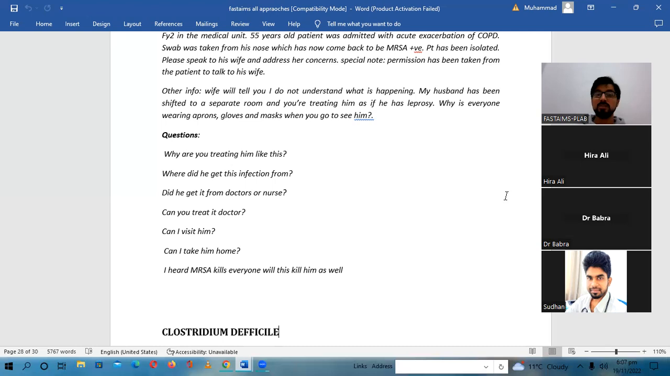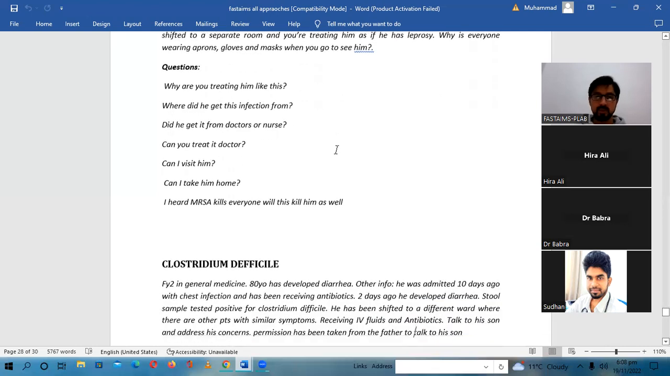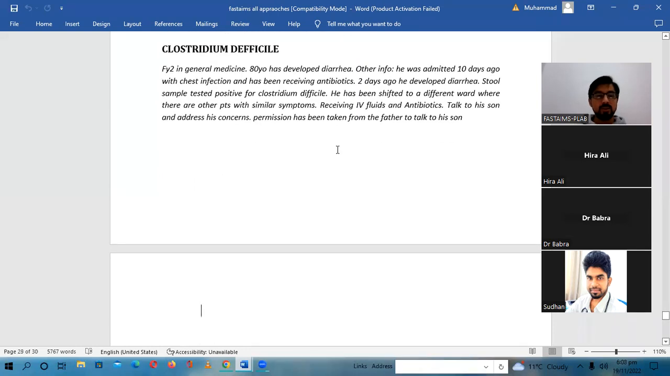You have to address her concerns in detail, because these are not like history taking scenarios. These are counseling scenarios. So it is a sort of dialogue. There will be questions coming and you need to answer those questions. So we need to address all those concerns. And then Clostridium difficile, it is very much similar to the above scenario. I won't be going into the details. I will just be discussing the questions or the concerns. Okay, the starting and everything would be the same.